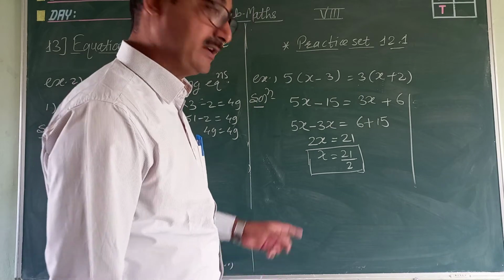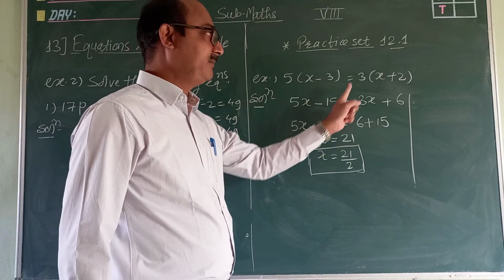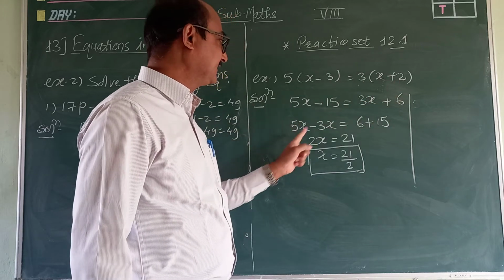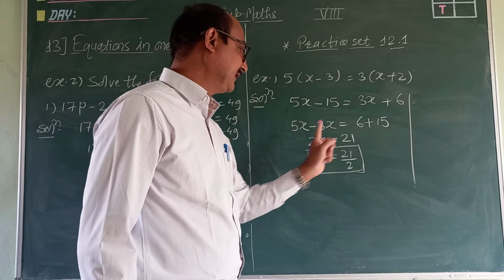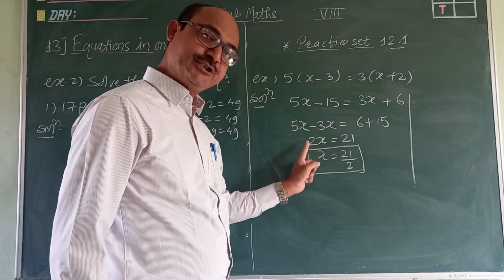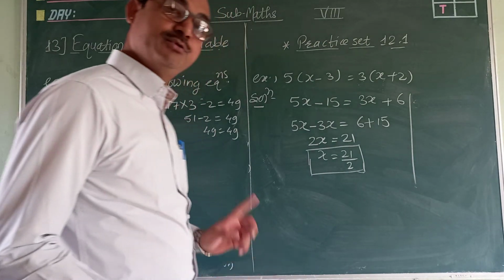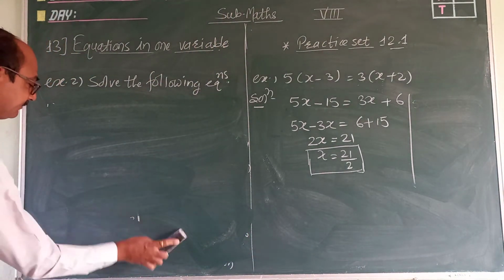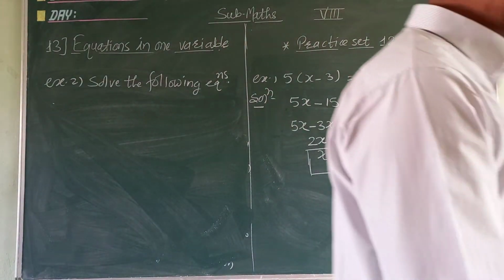If you like this bracket, check it first again. 5x, 5 3s are 15, 3x, 3 2s are 6. 5x as it is, take 3x to the left side, minus 15 goes to that side, plus 15 plus 6 is 21. 5 minus 3 is 2; 2 is multiplied, so it is divided. So the solution is x is equal to 21 upon 2. One more example we'll see, a different example I will take. Then the remaining you can solve easily.